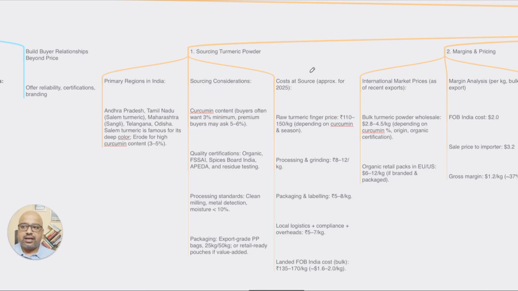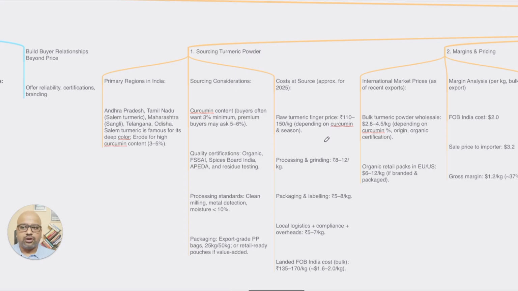And cost at source: in today's time, if you are purchasing raw turmeric fingers, it could be around 110 to 150 rupees per kg. Many people come back to me and say, okay, we are not getting it at this price, your prices are too low. Don't worry about it. I am saying it with responsibility, this is what I am purchasing. If you are not able to get this price, go and work on your pricing. If you are getting cheaper than this, good for you. Please look into the quality also. And if it's giving you a promising result, then start exporting.